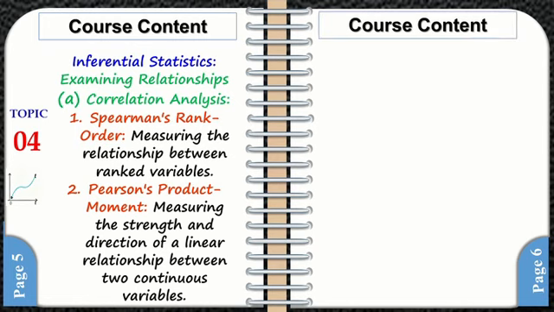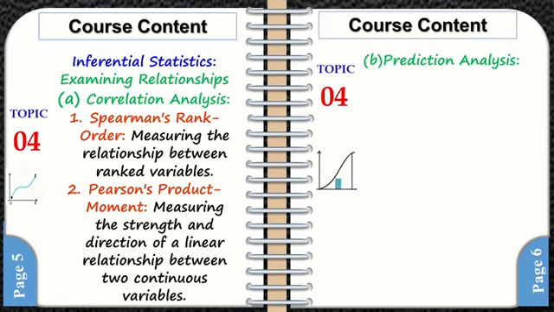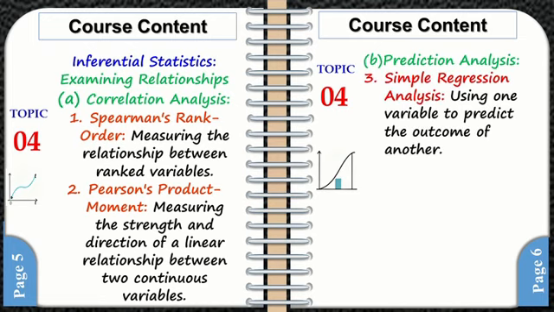The second method we are going to use in correlation analysis is Pearson product moment calculation. This measures the strength and direction of a linear relationship between two continuous variables. And also we will do the prediction analysis. In the prediction analysis, we are going to use simple regression analysis, where we are going to be using one variable to predict the outcome of the other variable.